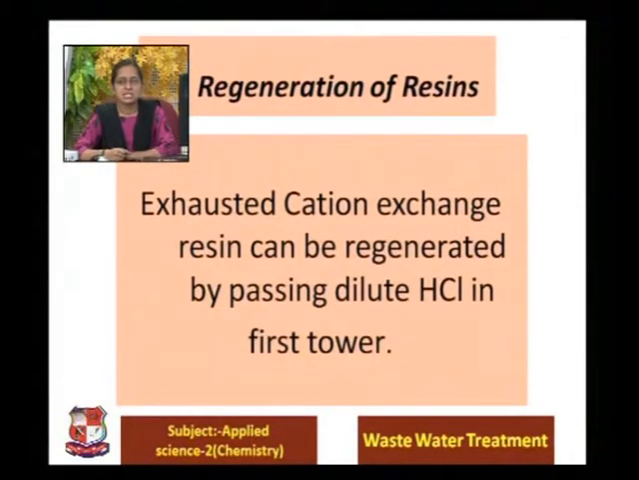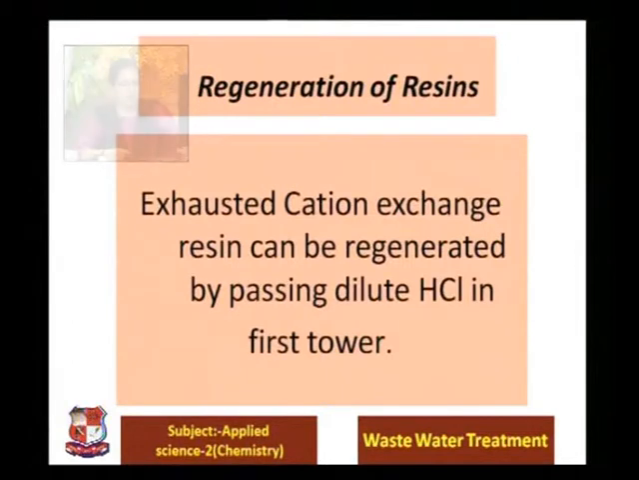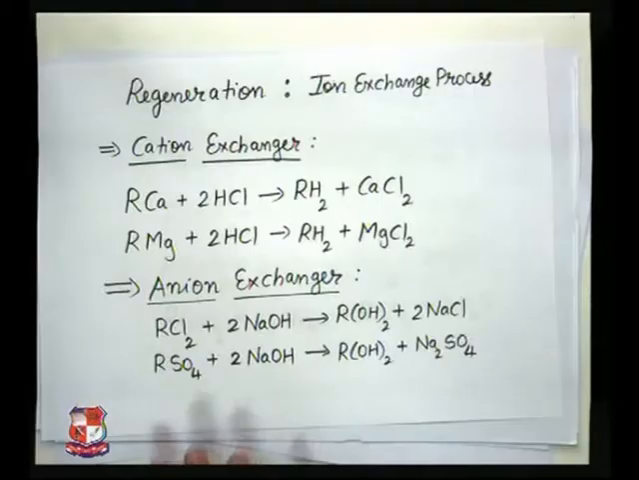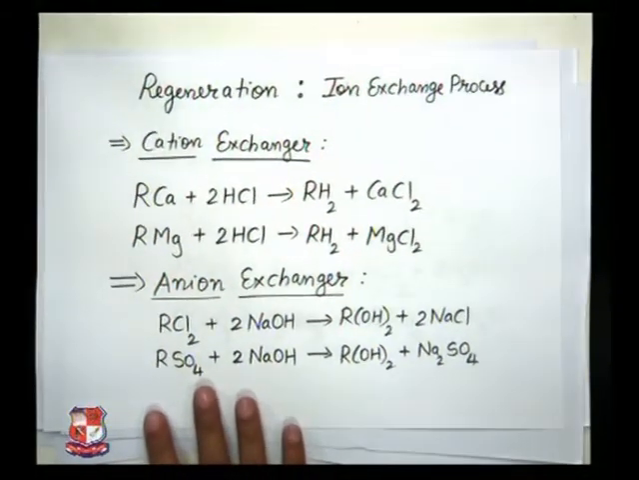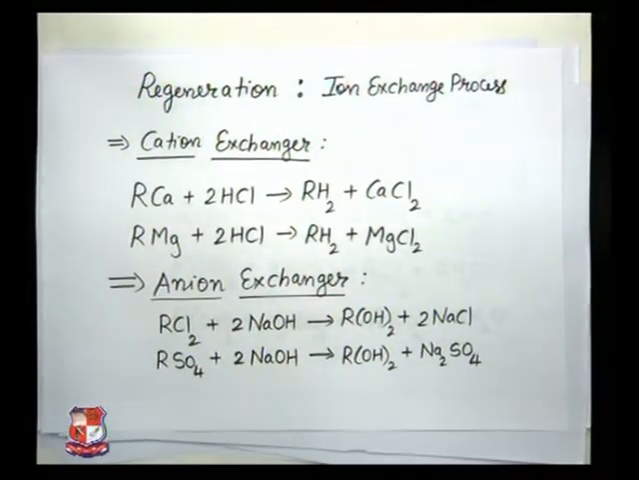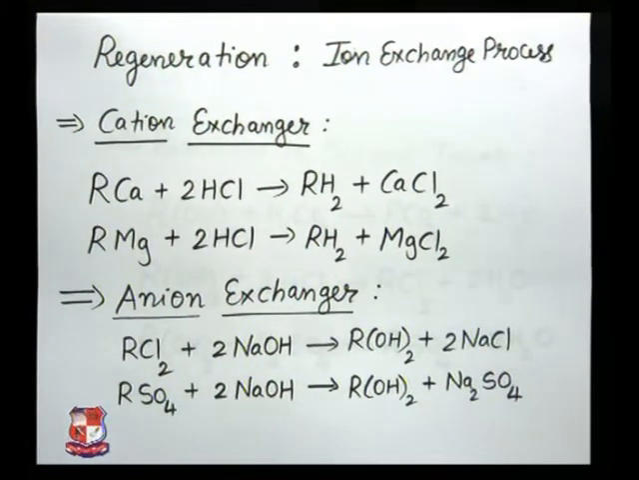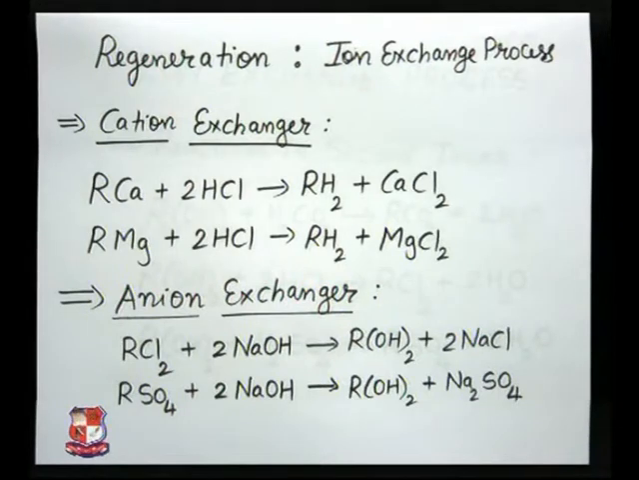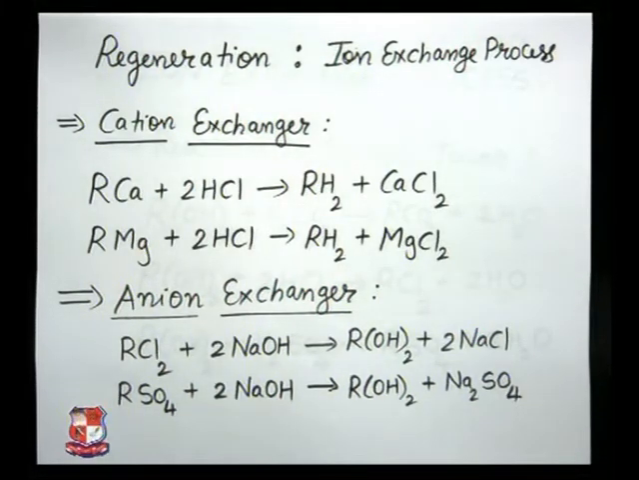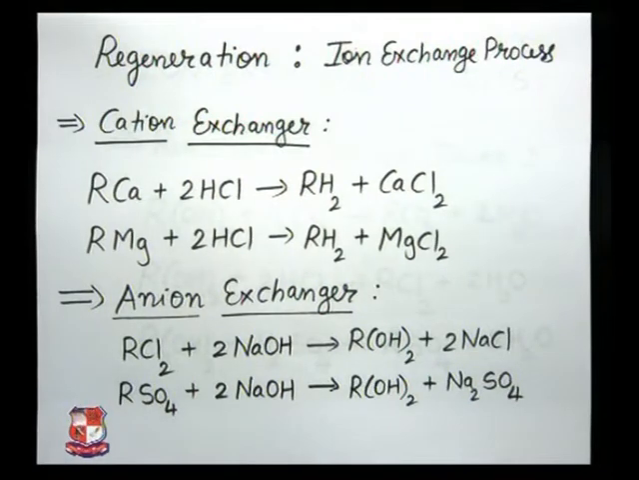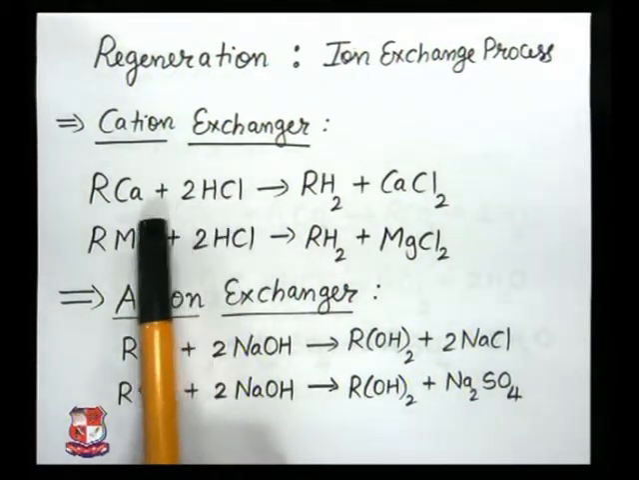You take dilute HCl and pass it into the exhausted cation exchange resin. Whenever you pass HCl into the cation exchanger tower, your cation exchanger resin will get regenerated. For that, you can see clearly here the reactions. Take a look at the reactions. What is happening in the regeneration process for your ion exchange resins? Whenever you are regenerating your cation exchange resins, you are adding HCl to the cation exchanger bed.